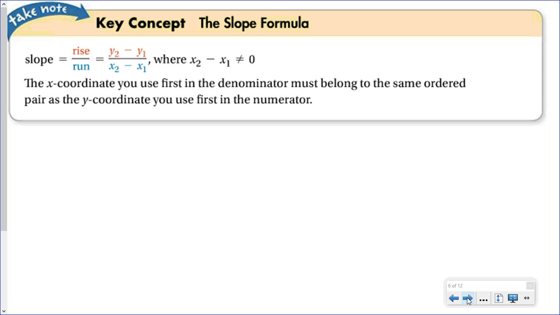All right, this is pretty much the last concept of the day. I'd like you to put in your notes this title, the slope formula.